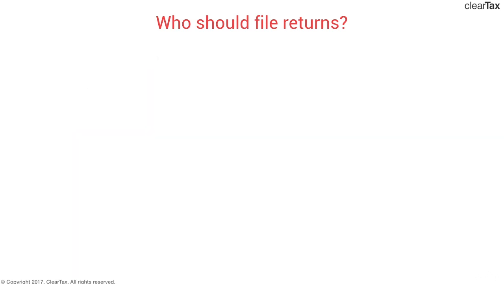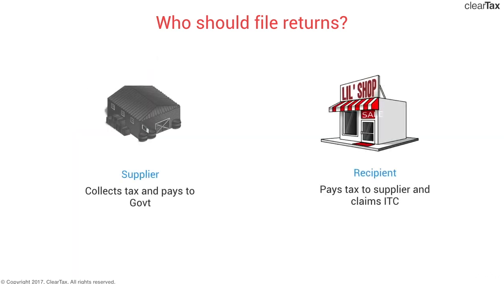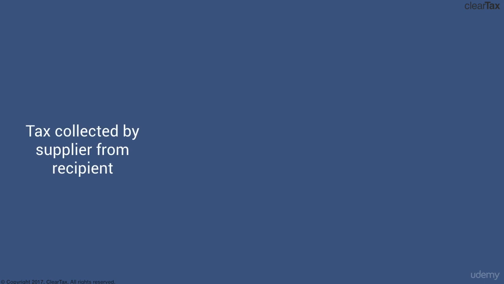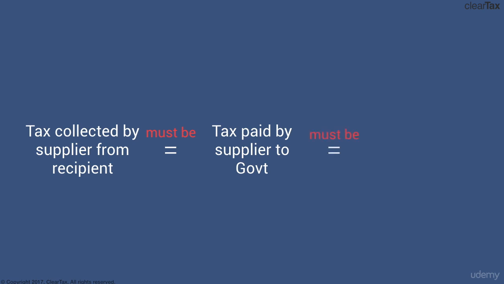And so you have, other than the government, the supplier who's collecting tax and the recipient who's paying tax to the supplier and claiming input tax credit on such tax paid on purchases. And therefore, the tax collected by the supplier from the recipient must be equal to the tax paid by the supplier to the government, one leg, the supplier part, and this must be equal to the input tax credit claimed by the recipient. This is the transaction.